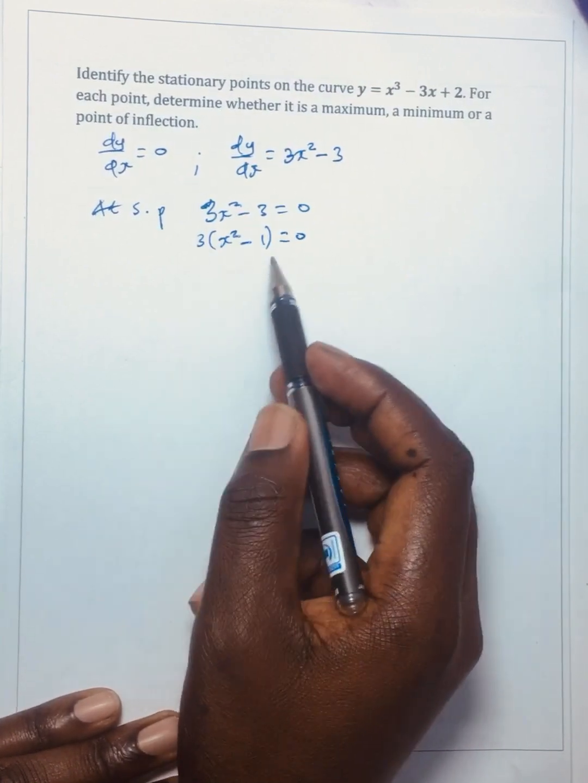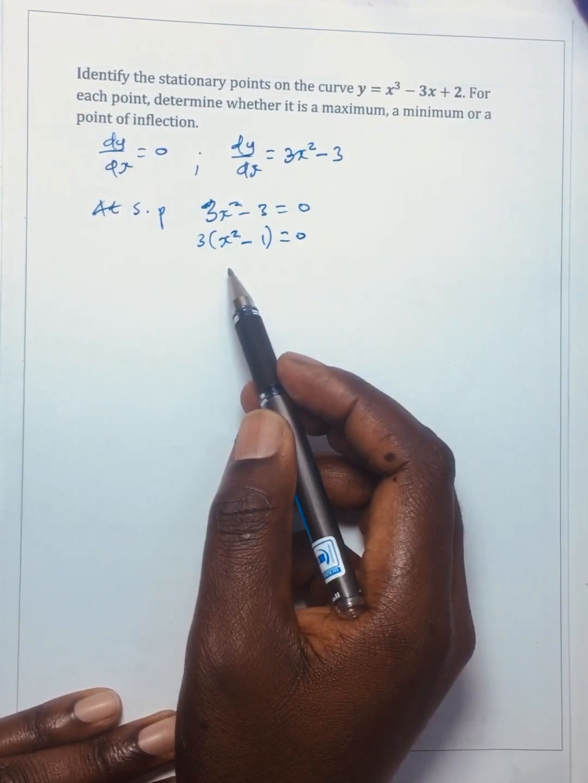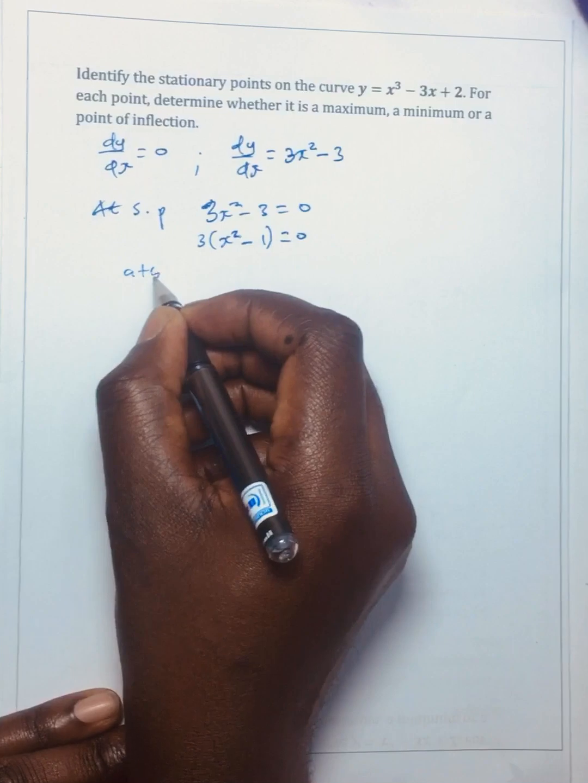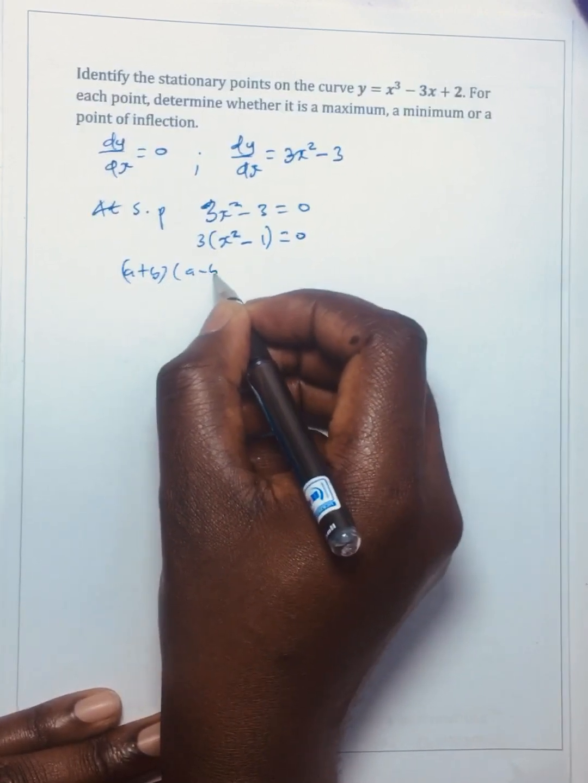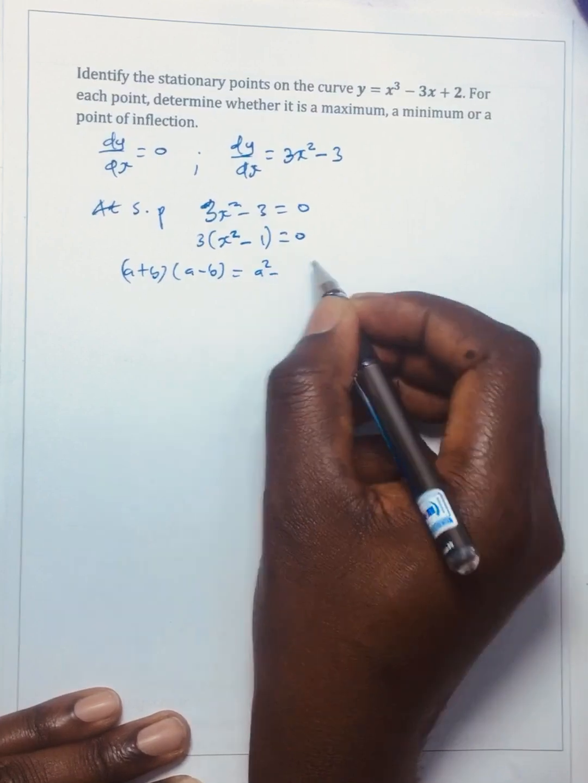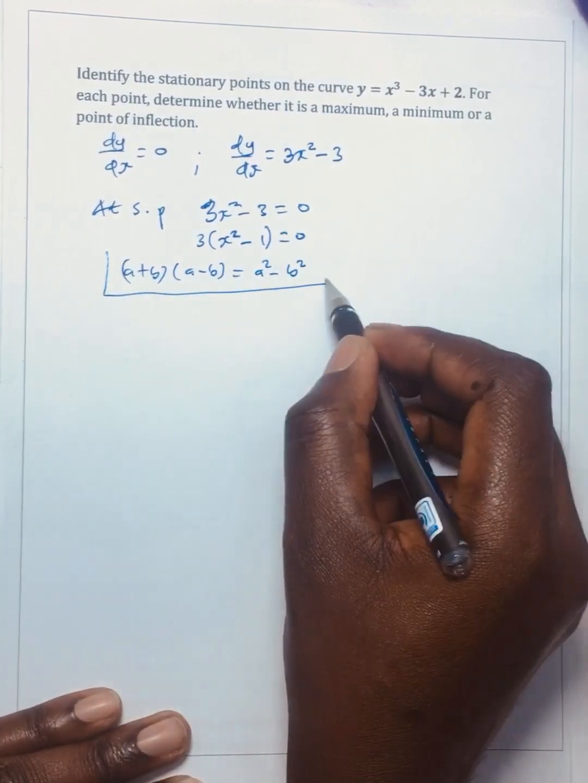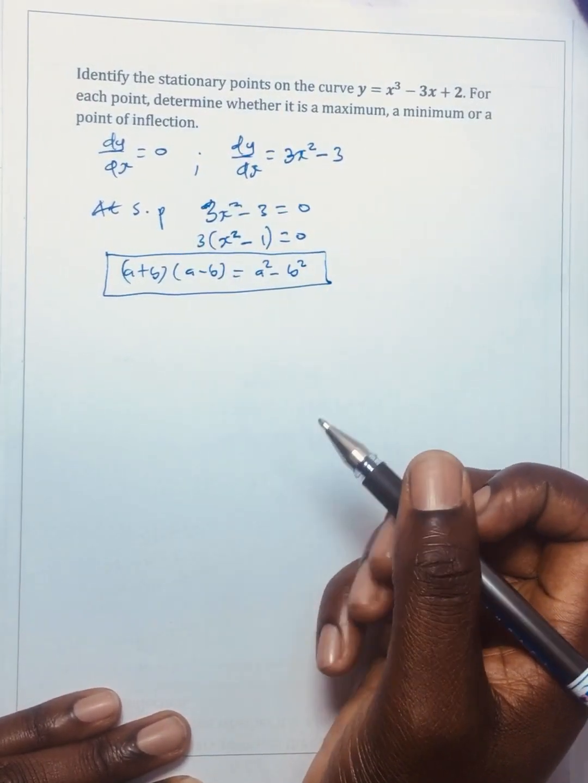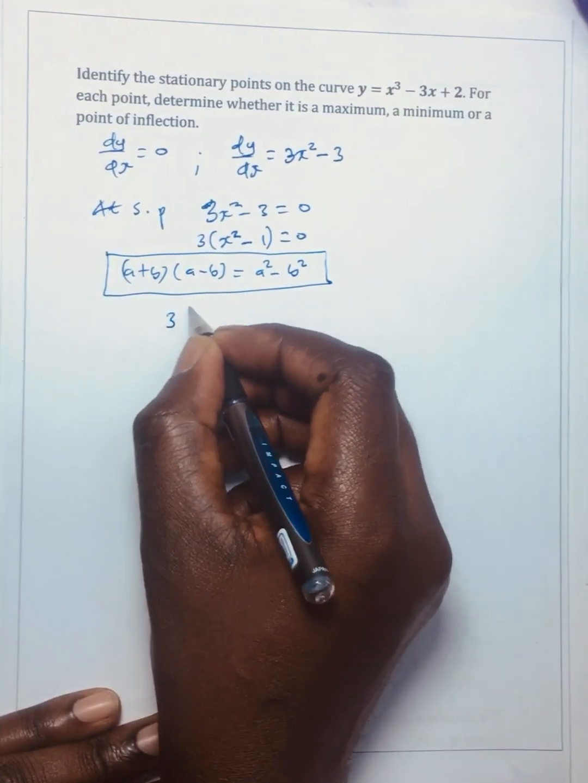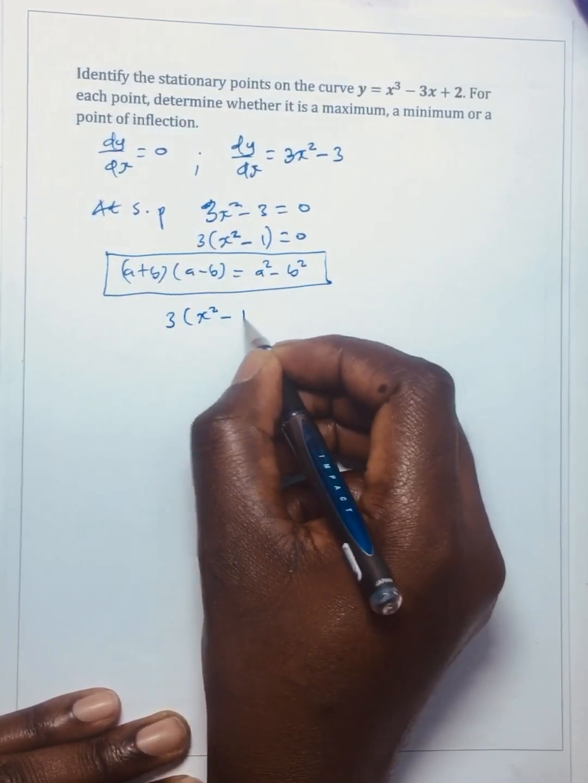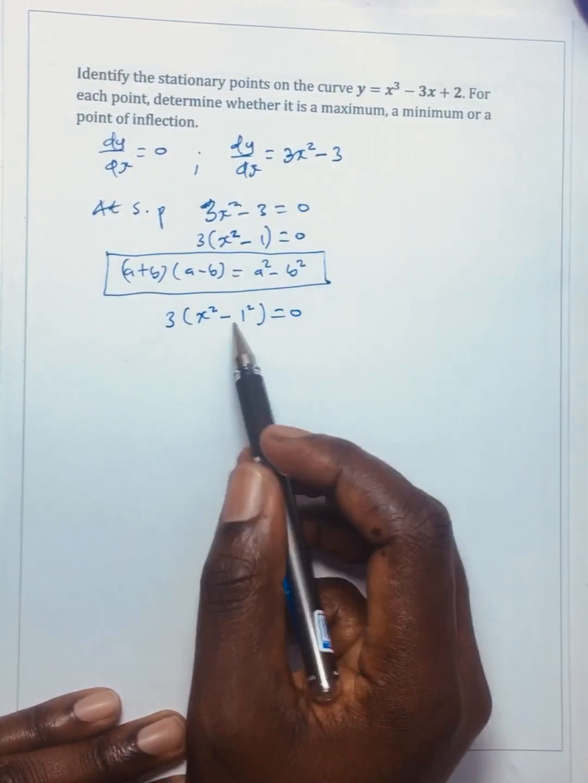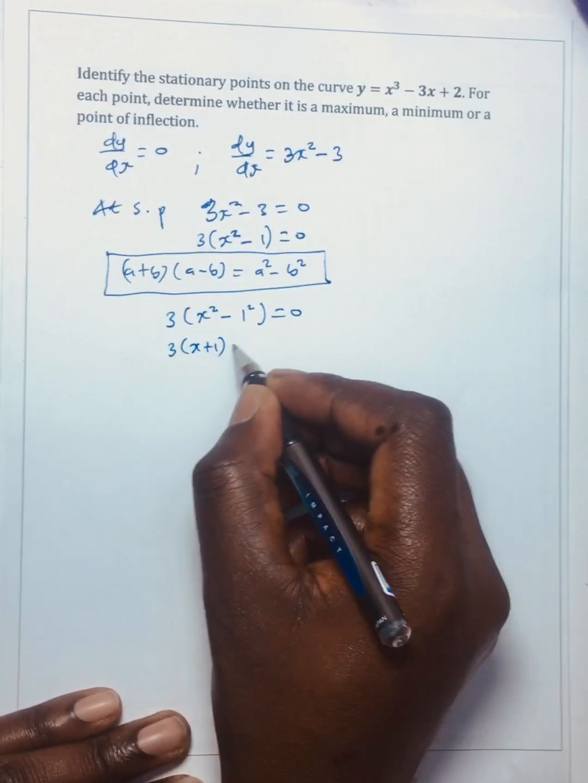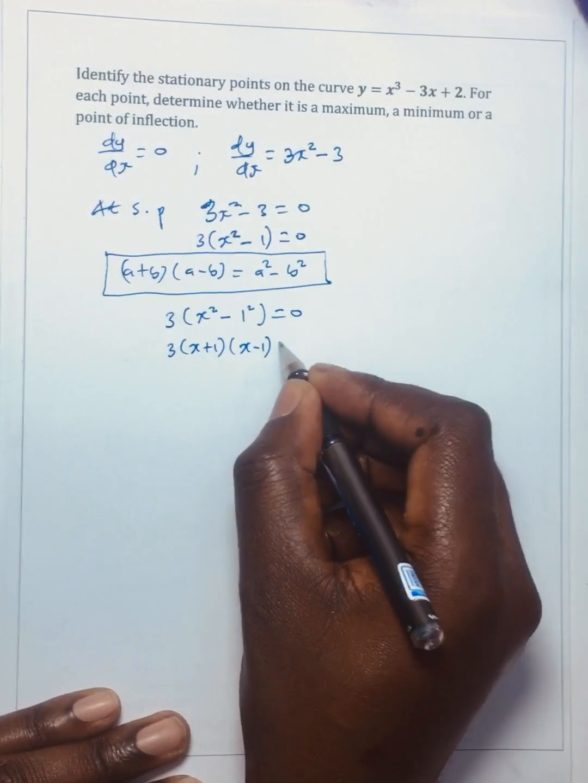So we can simplify the value in the bracket using the quadratic identities. We know that when you have a plus b times a minus b, you will get a squared minus b squared. So that is from quadratic identities. So we can employ that to simplify that quadratic equation. So we can rewrite that as 3 into x squared minus 1 squared is equal to 0. So we can write it as 3 into x plus 1 into x minus 1 is equal to 0.